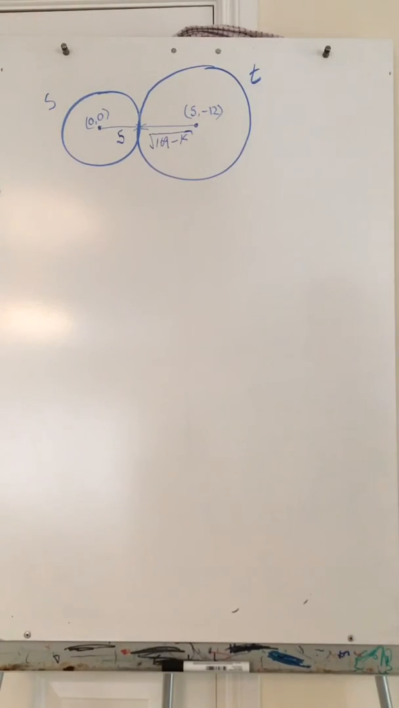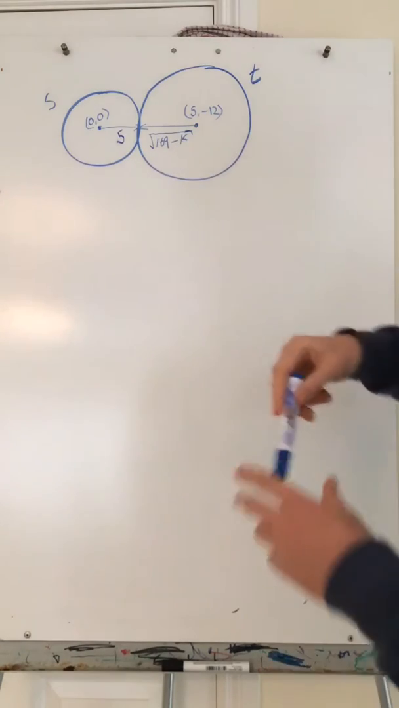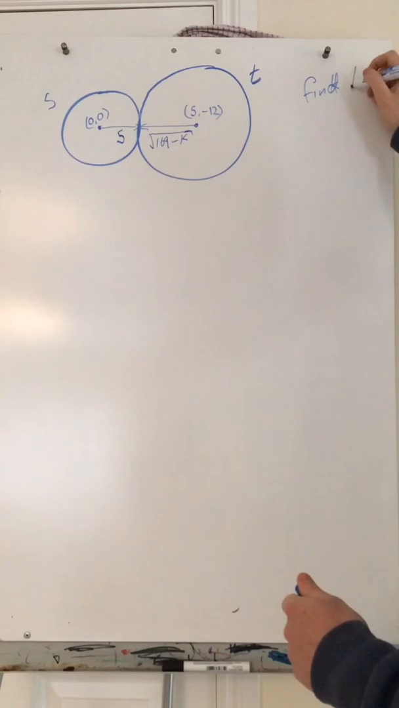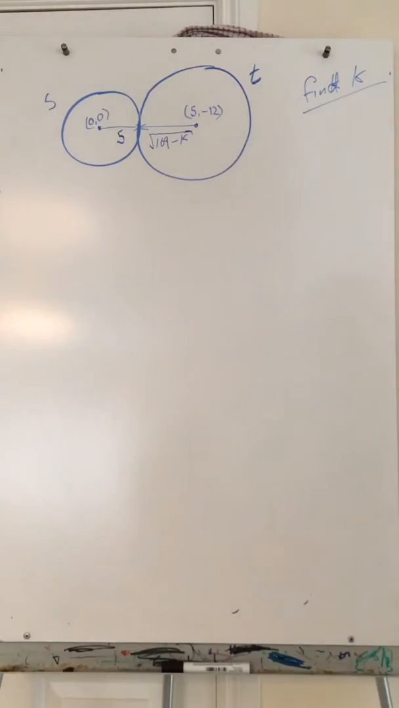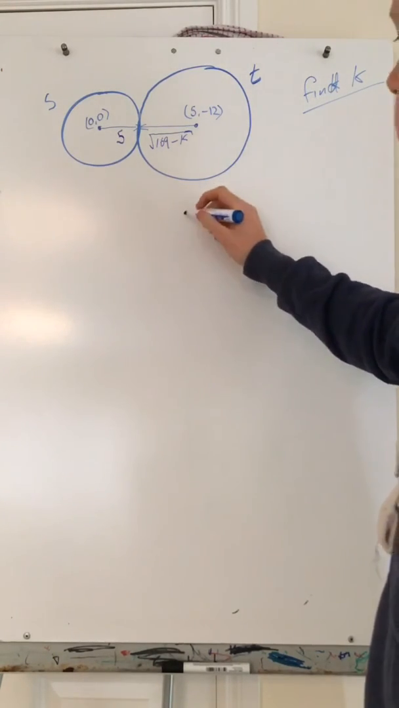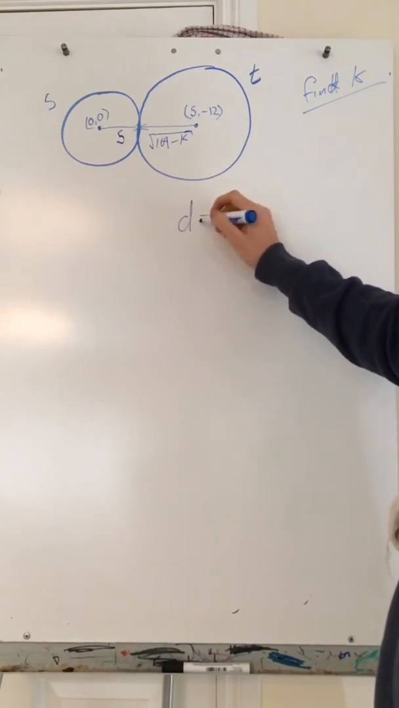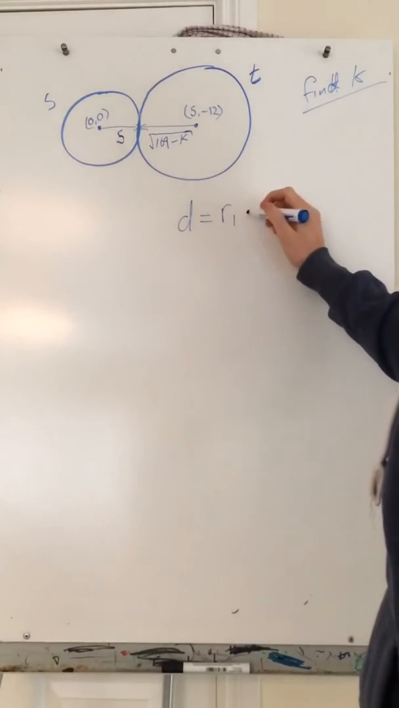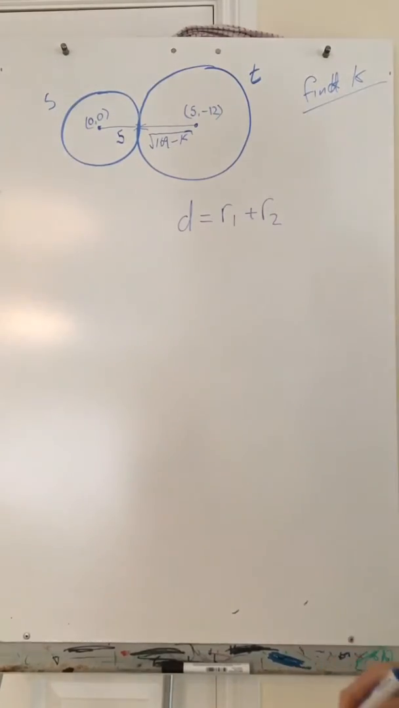Okay, so where do we go from here now? Again, the question is looking for us to find k. That's what the question wants us to do. To do that, we also know that they touch externally. So we do know that if two circles touch externally, then the distance between the two centers is equal to the first radius plus the second radius.